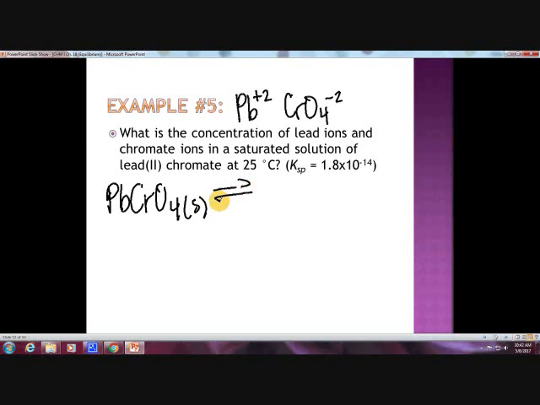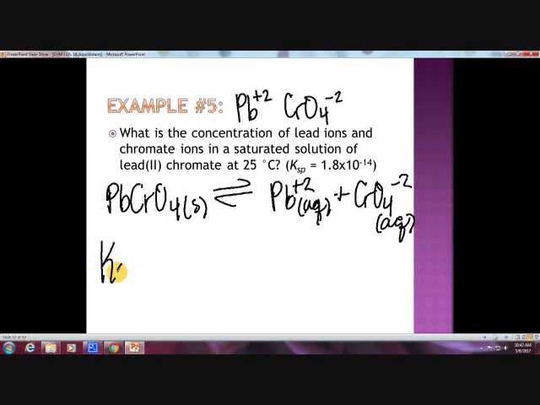Then we're going to show how it breaks down into its ions. We're just going to write these 2 added together: Pb plus 2 aqueous plus CrO4 minus 2 aqueous. When we write the KSP expression, I didn't say this before, but we don't include the solid side. We just include the aqueous parts, because the solids, just like in the lab, do not change the concentration. The KSP is going to be the products multiplied by each other, just like when we did the K expressions last week. So products over reactants.